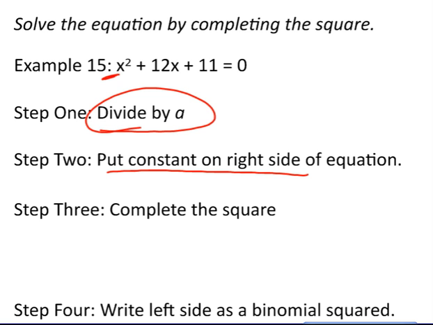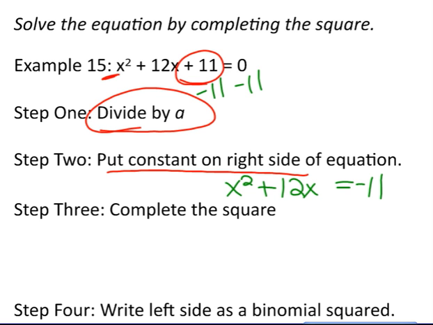Put the constant on the right-hand side of the equation. So this is my constant. My constant is 11. It needs to be on the right side of the equal sign. It's a positive 11, so I'm going to subtract it. I have x squared plus 12x equals negative 11. Step 3, we want to complete the square.